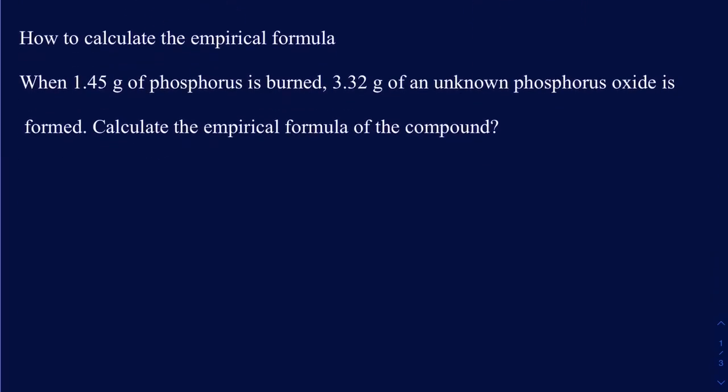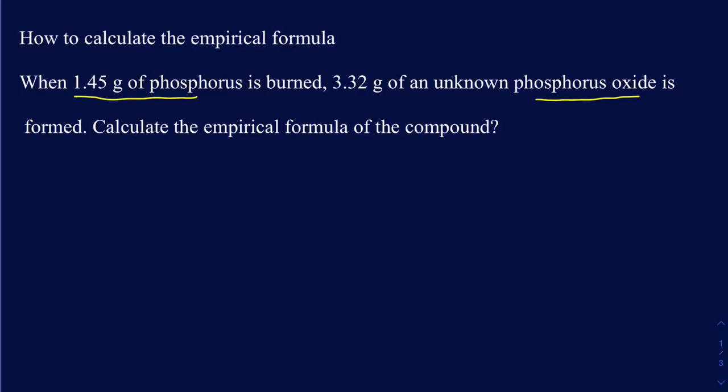It says, if I have 1.45 grams of phosphorus and it's burned in the air, then it makes some sort of oxide, a phosphorus oxide, and we have to figure out what the formula is going to be for that oxide. So that could very well be the molecular formula, but we just don't know, so we're just going to stick to finding only the empirical formula. If they do ask you to calculate the molecular formula, they have to actually give you the molecular mass.